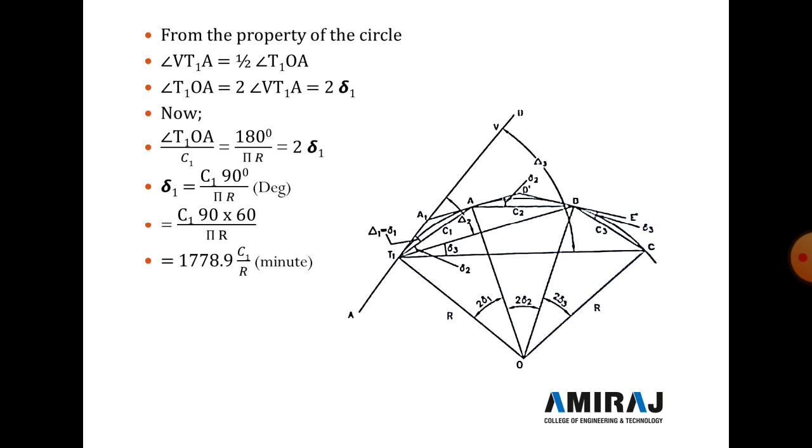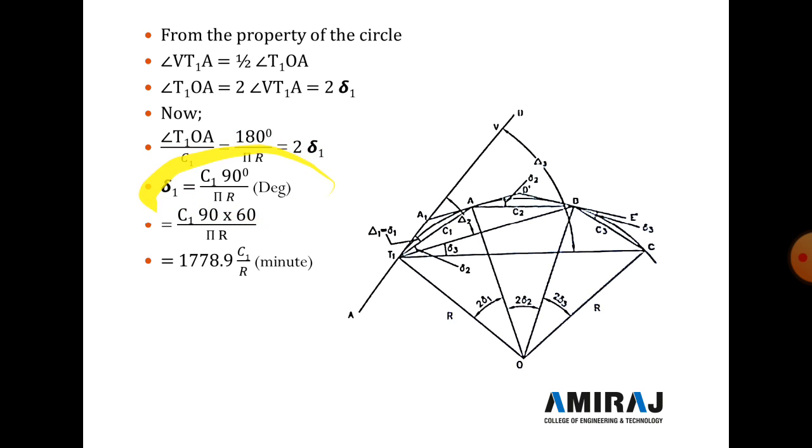Now from the property of the circle, angle VT1A is equal to half of angle T1OA, so angle T1OA is 2 times delta 1. So T1OA is equal to 2 delta 1. Now angle T1OA, that is 2 delta 1, divided by C1 is equal to 180 degrees divided by pi r. So delta 1 is equal to C1 times 90 degrees divided by pi r.